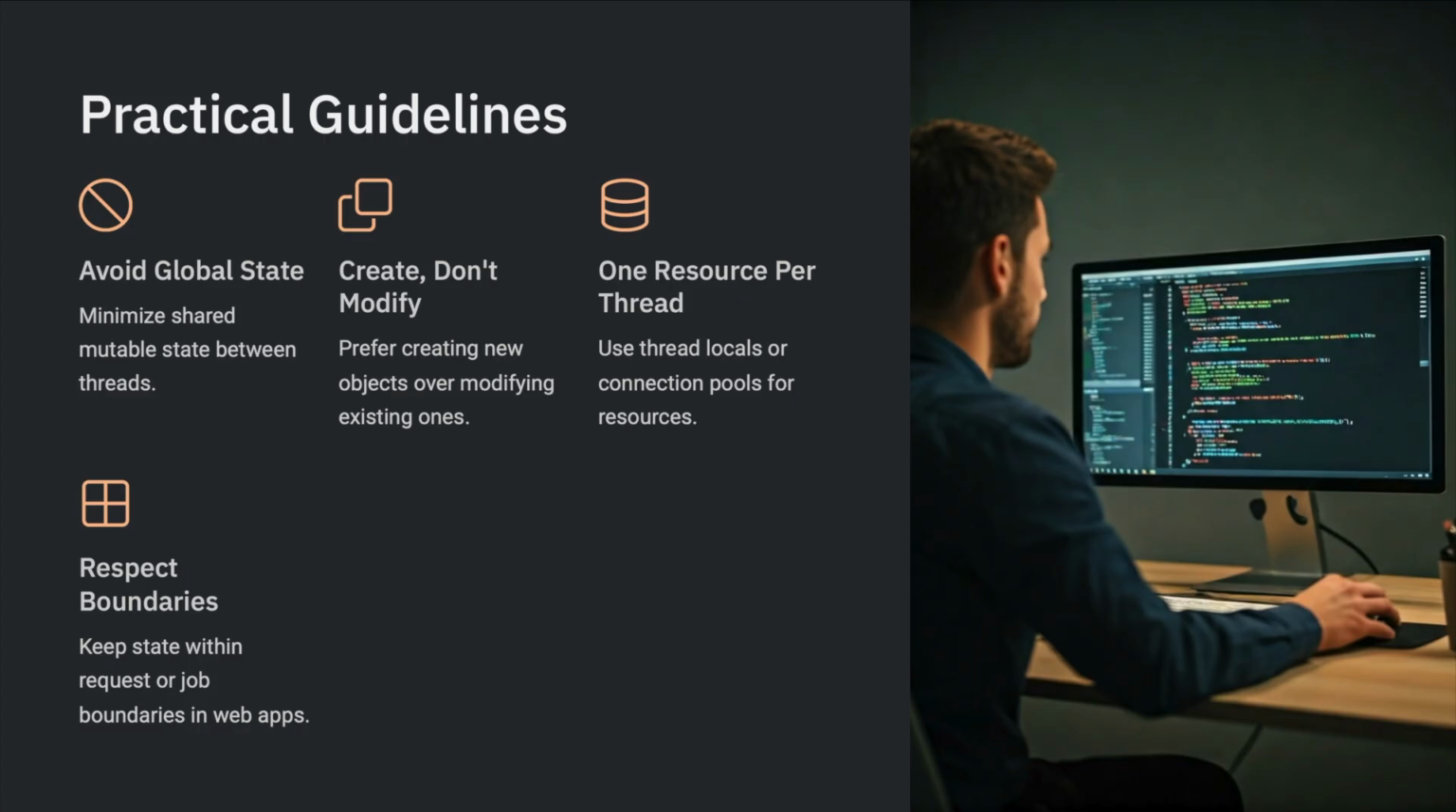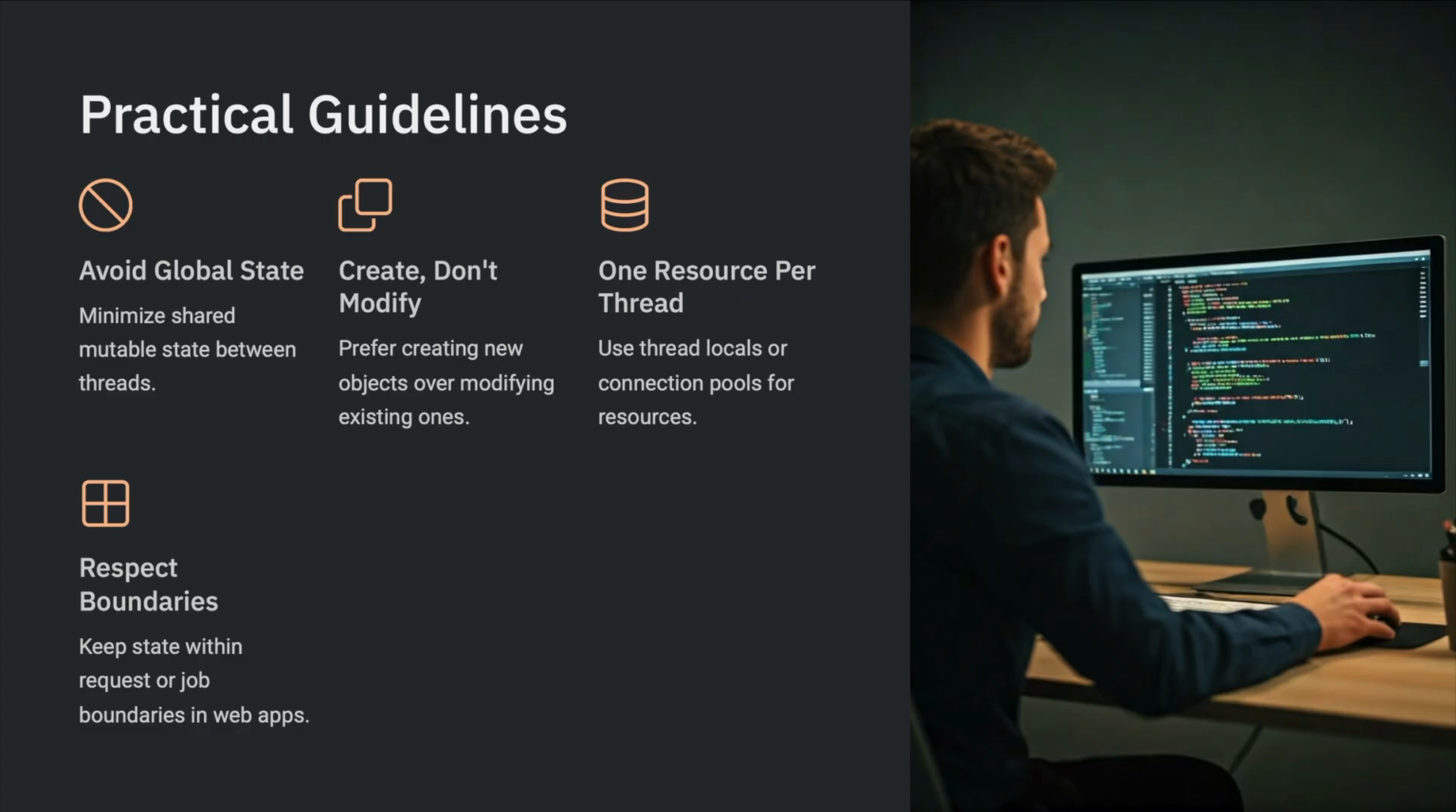Finding these bugs still sounds really hard. Any silver bullets? Sadly, no. It often comes down to careful code review, thinking explicitly about concurrency. What happens if two threads hit this code? And understanding where the risks are, typically around shared mutable state. Load testing can help reveal issues, but it's not guaranteed.